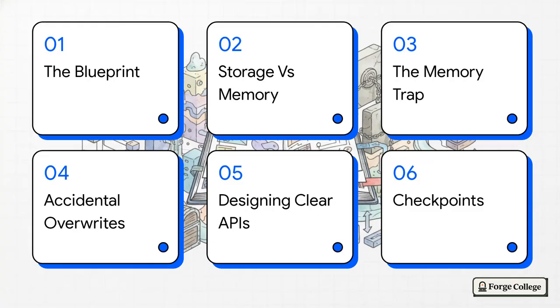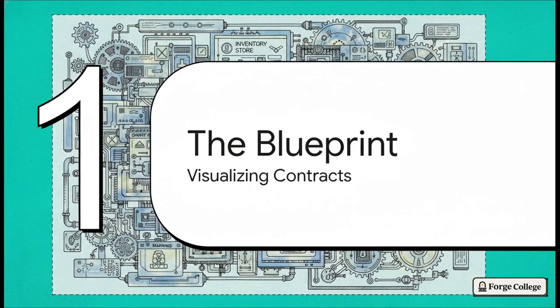Okay, let's dive into this mechanical review. Quick roadmap for today. We'll start with the blueprint, then look at storage versus memory. After that, we'll tackle the memory trap, accidental overwrites, designing clear APIs, and finally, wrap up with some checkpoints. Section 1. The blueprint. Visualizing contracts.